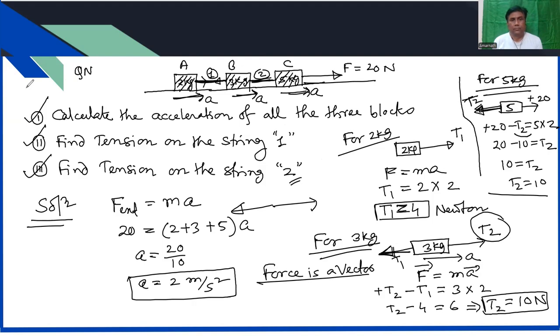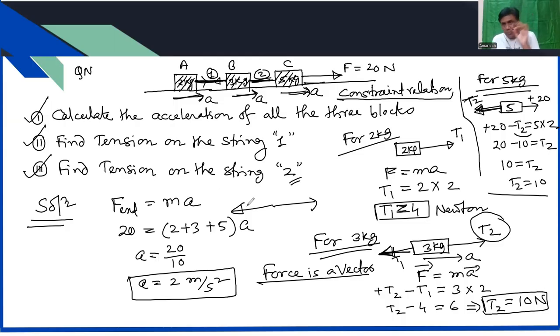Sir, why is the acceleration equal for all the masses? Again, that is a very good question. Actually, that is called a constraint relation. Constraint means compulsion, majburi. Actually, in most of the cases, you will find that the acceleration of all is the same only. You see how? I have already told you.